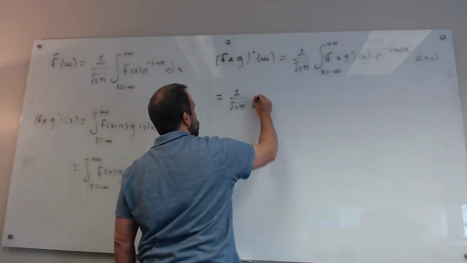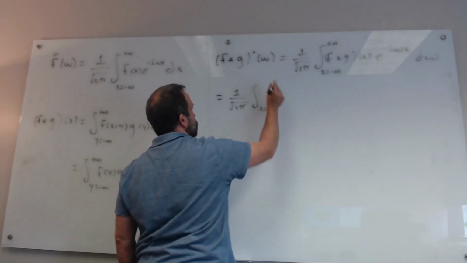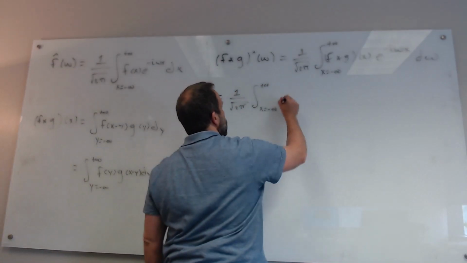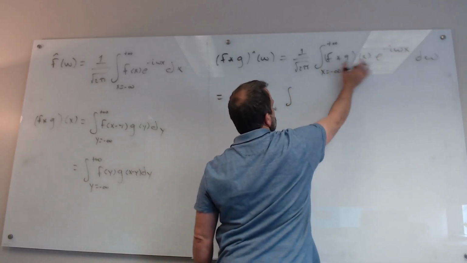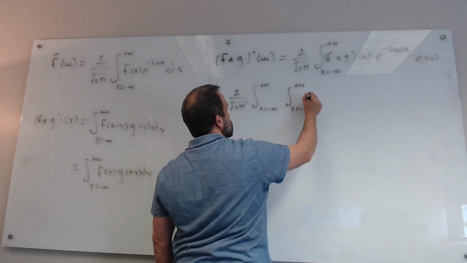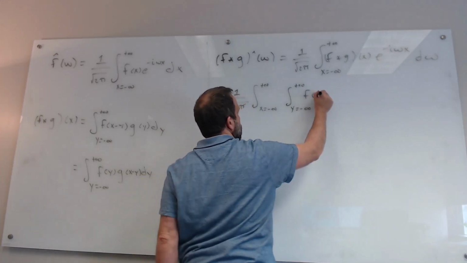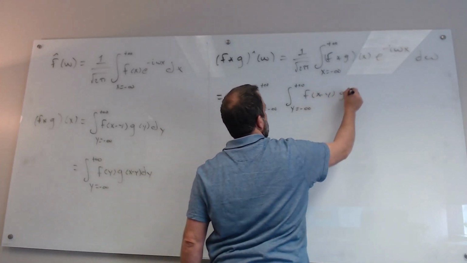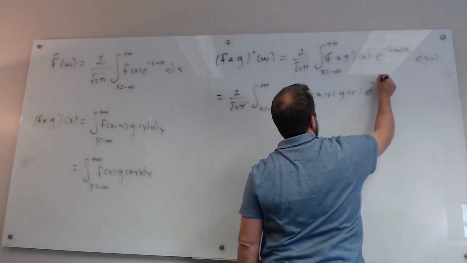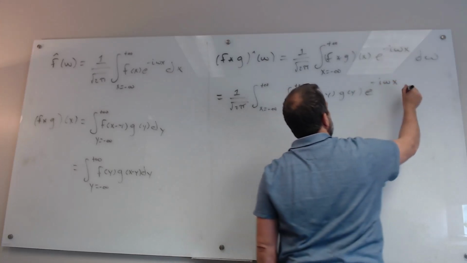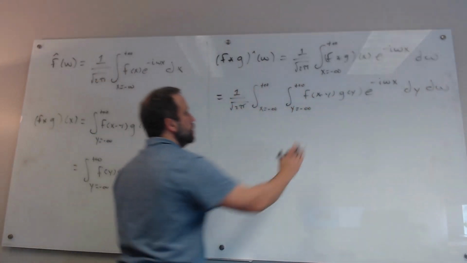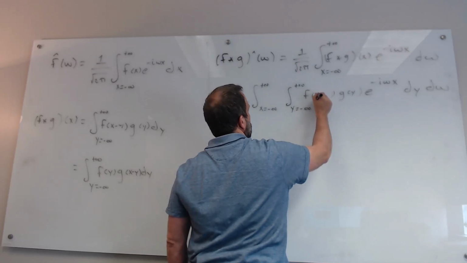What is the definition of the convolution? Well, the outside integral is still x equals minus infinity to positive infinity. Then the convolution is there in the integral. This is the integral, y equals minus infinity to positive infinity, and I'm going to use this formula here, f of x minus y, g of y, and then I have e to the minus i omega x, and then dy d omega. This is f of x minus y.